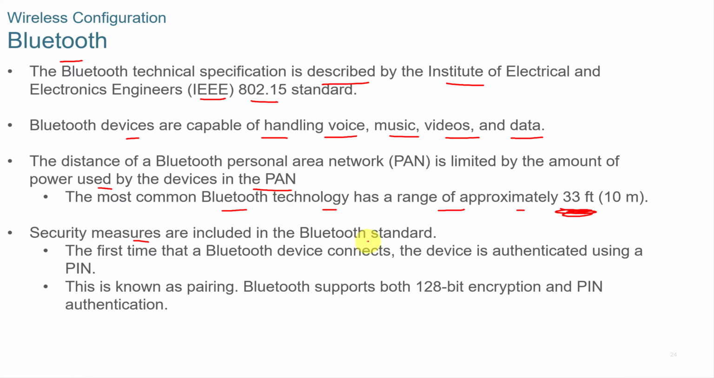Security measures are included in the Bluetooth standard. The first time that a Bluetooth device connects, the device is authenticated using a PIN number, and that's known as pairing. Bluetooth supports both 128-bit encryption and PIN authentication.